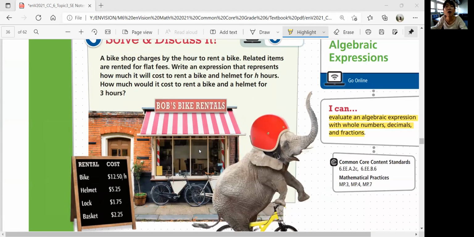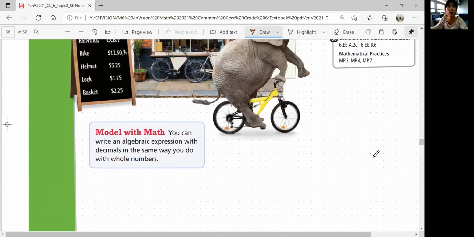How much would it cost to rent a bike and a helmet together for 3 hours? So the helmet is just a one-time fee. If you borrow it, you can use it for however long you want, right? And you have to use H for H hours. So how can you gather data and use it to write some equations? We're going to think about the costs and the time.